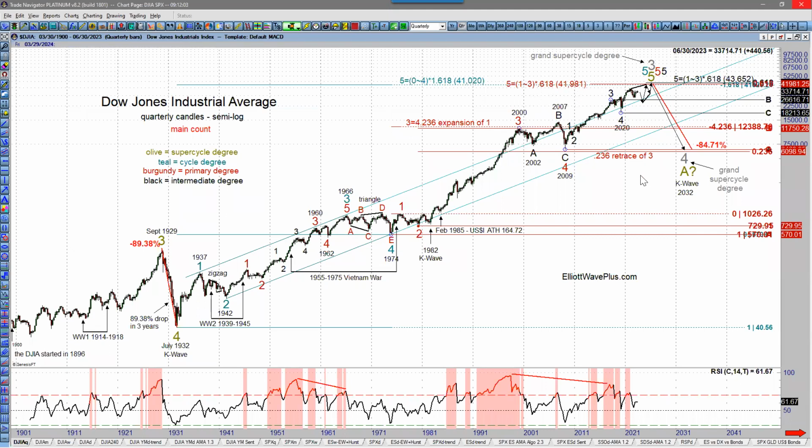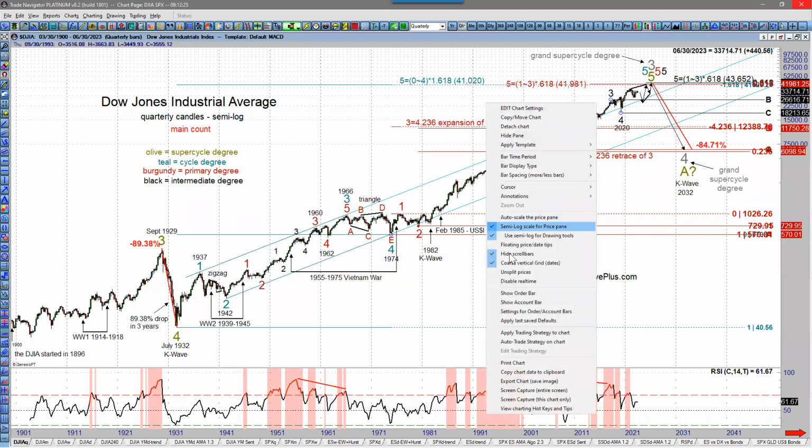As I'd mentioned before, this must be done using the Semilog chart, and it must use Semilog measurement tools or Fibonacci tools. If you do not have tools that will do that, for instance, if you're on Thinkorswim, you would not be able to duplicate that target.